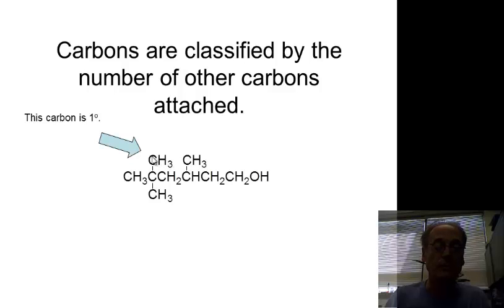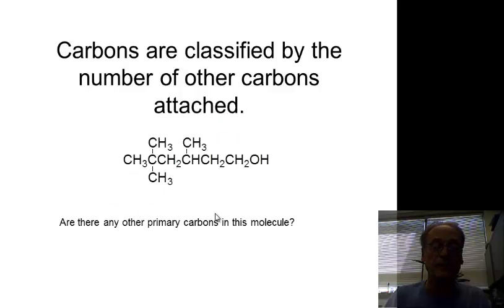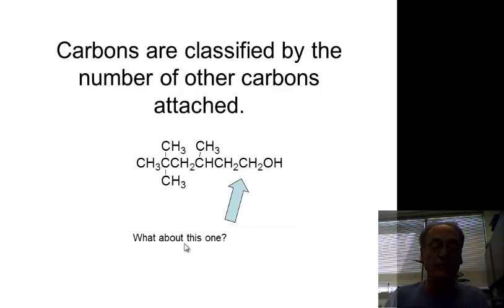Certainly. This carbon is primary because it's attached to one other. This carbon is primary because it's attached to one other. So is this one, because it's attached to one other. Now, are there any other primary carbons in this molecule? So far, the primary carbons we've looked at were all CH3 groups. But notice, this is also a primary carbon, even though it's a CH2 group, and that's because it is attached to just one other carbon, being this carbon right here. The fact that it's also attached to an oxygen doesn't change the fact that it's primary.